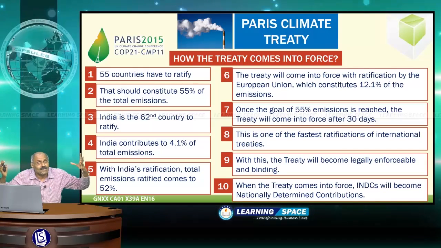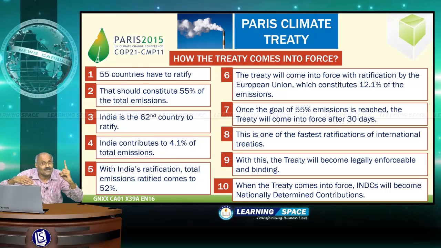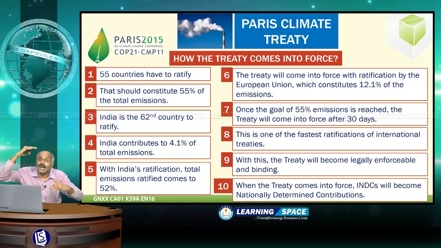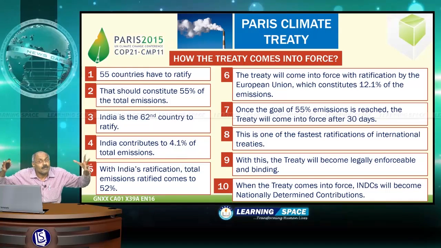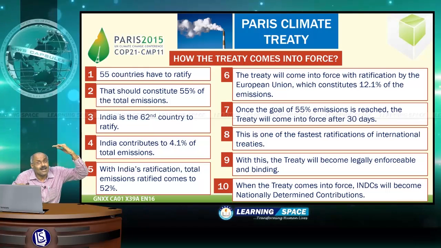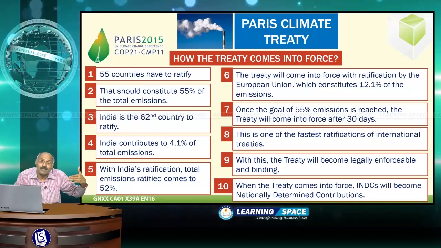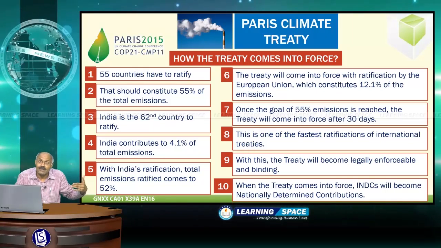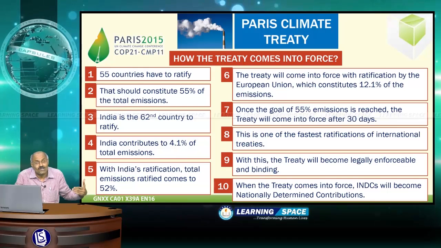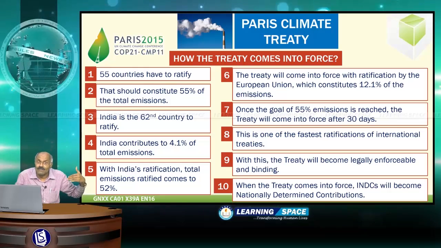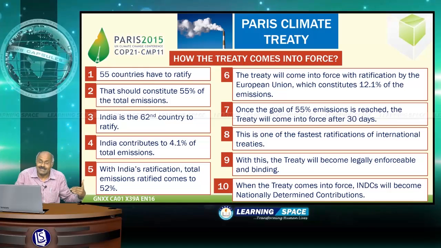If you look at it from per capita emissions, that means per each person, the emissions are the highest in United States of America. But if you look at the total emissions, China leads the table, and India's contribution is just 4.1% of total emissions, and China and United States of America together constitute 1/3 of total emissions. And with India's ratification, total emissions ratified came to 52%.